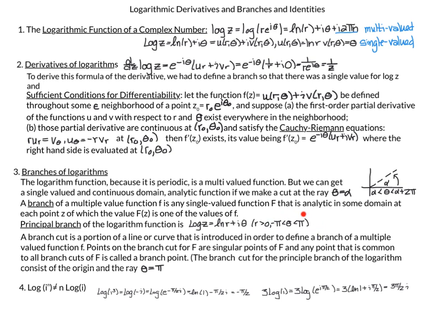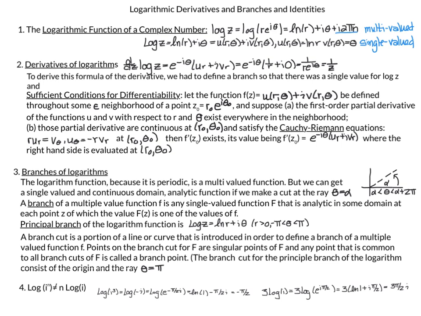This is a lot like Arg z when we talked about expressing complex numbers in polar coordinates. And then a branch cut is a portion of a line or curve, in this case a line, that is introduced in order to define a branch of a multi-valued function f. Points on the branch cut of f are singular points of f, and any point that is common to all branch cuts of f is called a branch point. So in this case, for the principal branch of the logarithm, theta equals pi over here is our branch cut.